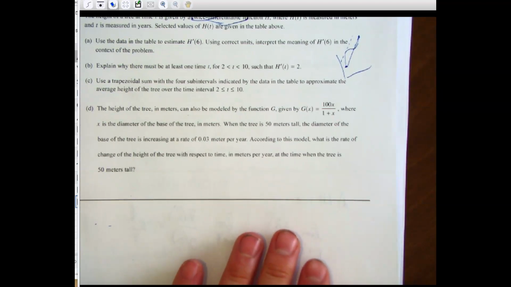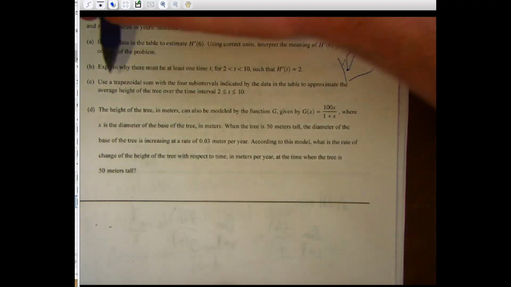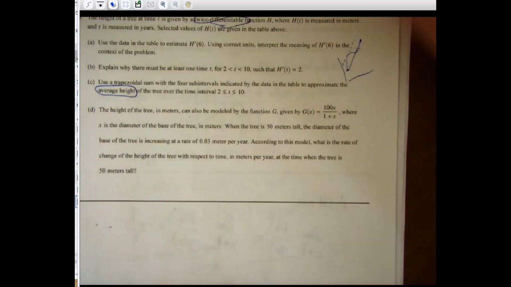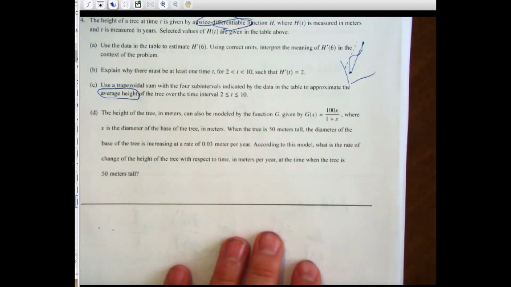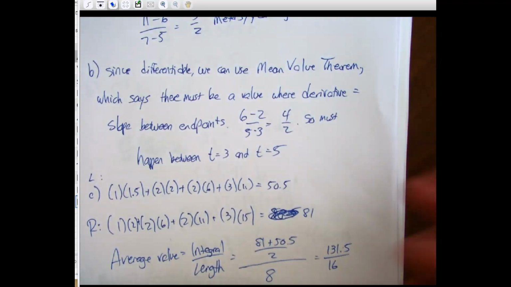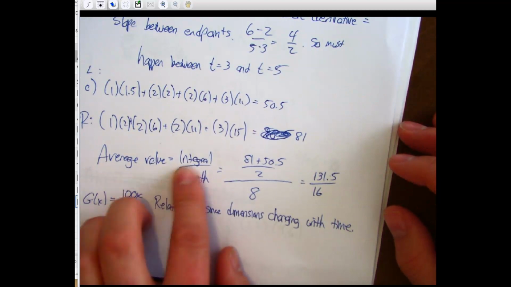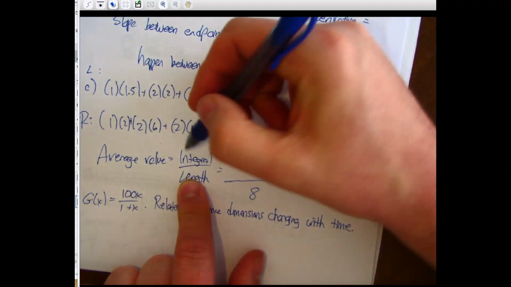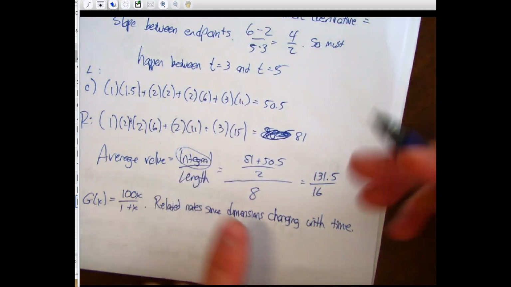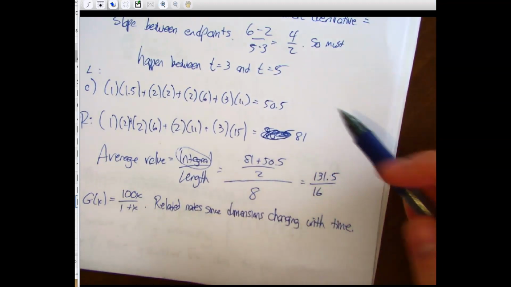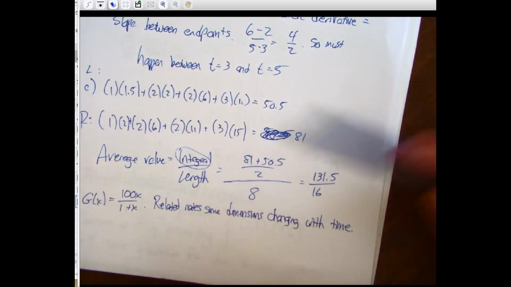Part C is trap rule, but they throw this little twist in here, which would be really easy to miss. So it's the average height. If you remember average height, you take the integral and you divide by the length. So the average value, or the average height, is the integral divided by the length. And the integral in this case isn't really an integral. It's like the trap rule used in its place to estimate the integral, and then divide by the length.